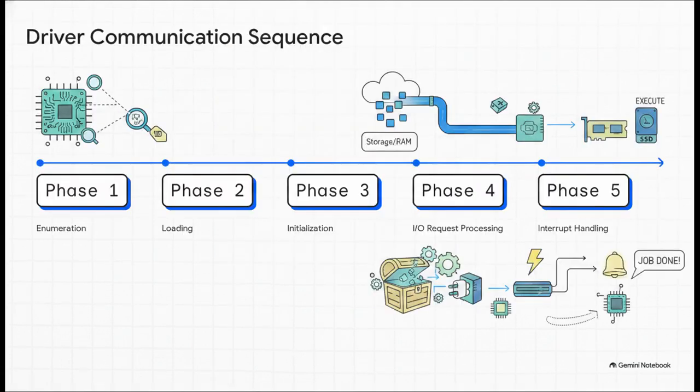So the crucial point is following this exact sequence to see how this conversation actually plays out. It always follows a discrete 5-phase flow. First is enumeration. The OS detects the hardware and identifies it. Second, loading. The driver binary gets pulled into memory. Third, initialization. The driver claims its hardware resources. Fourth is I/O request processing, where the driver takes the software's request and actually executes it on the hardware. And finally, interrupt handling. The hardware signals the CPU to basically say, hey, the job is done.